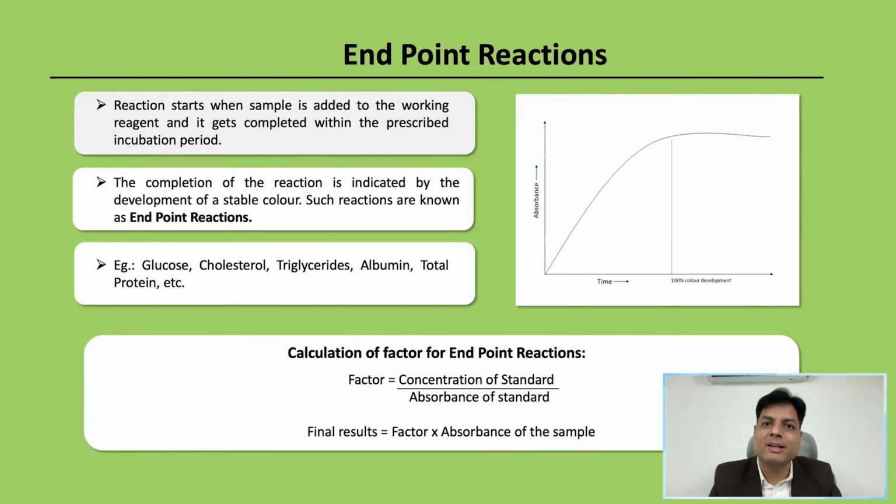This way, the instrument calculates the concentration of glucose. This type of reaction, which is an endpoint reaction, is very frequently used for those analytes whose concentration increases or decreases whenever there is a disease. For example, for estimation of glucose or cholesterol or estimation of triglyceride or albumin or total protein, etc.